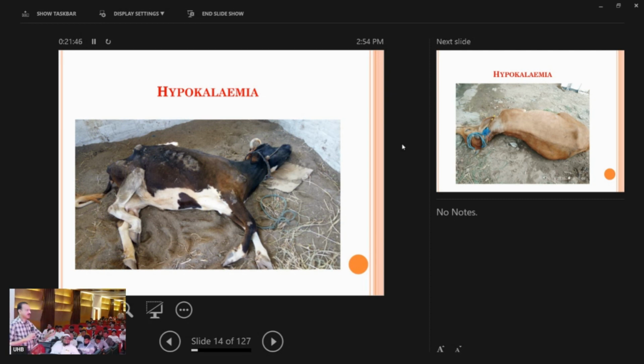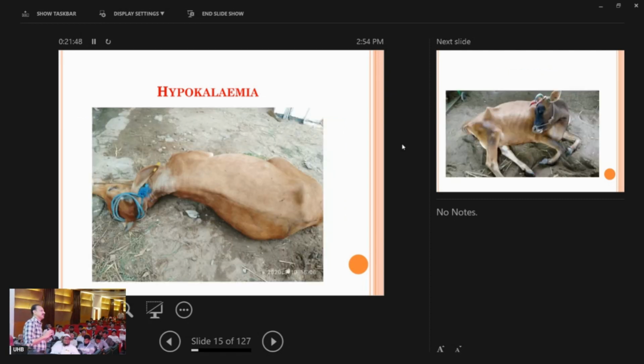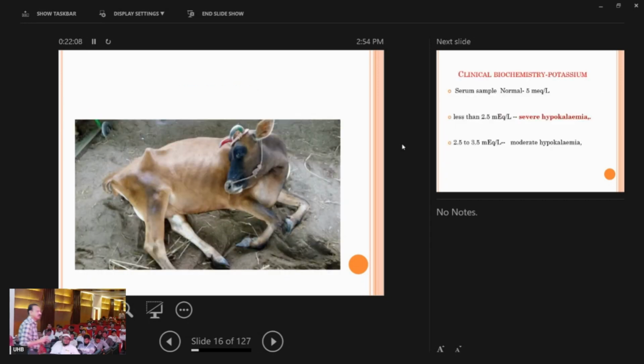So this is a hypokalemia case. The animal is in lateral recumbency and will have an S-shaped neck. S-shaped neck is also seen in hypocalcemia, I mean milk fever. You are treating for milk fever, but the animal is not getting up. Even after that, you have to think about hypokalemia, potassium deficiency. The S-shaped neck will be there, that is the classical sign. The head turns toward the flank, and the animal may not respond to any of your treatment.